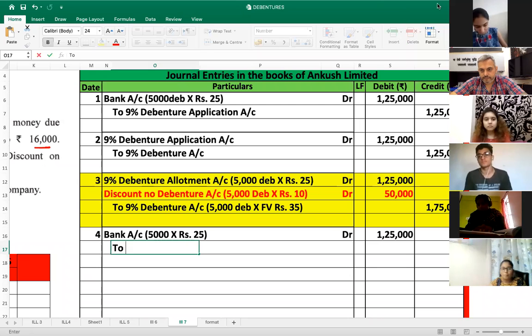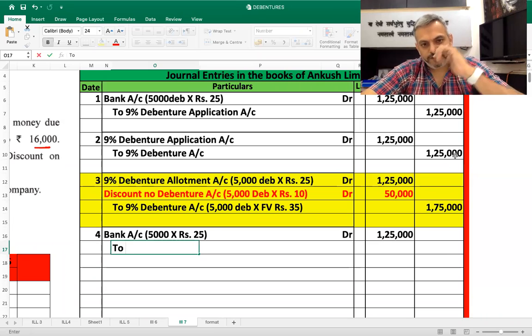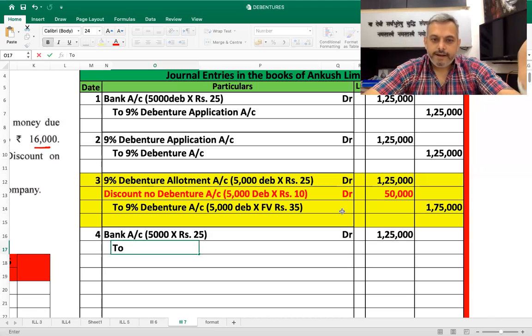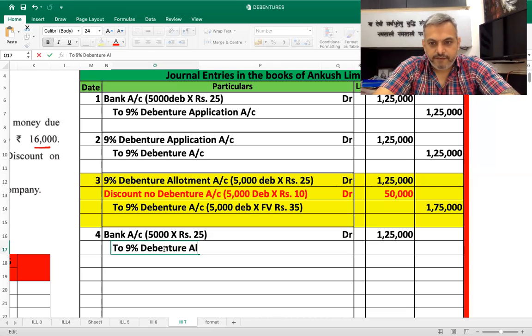Understood this? All of you understood this? Okay. Now, this is the logic behind giving discount on debentures. You want to attract funds. Okay. To 9% debenture allotment account.